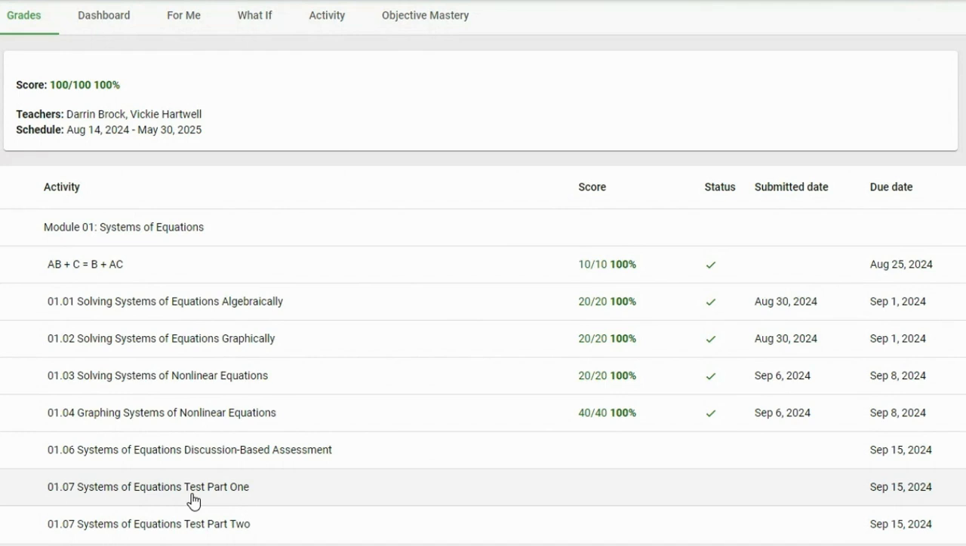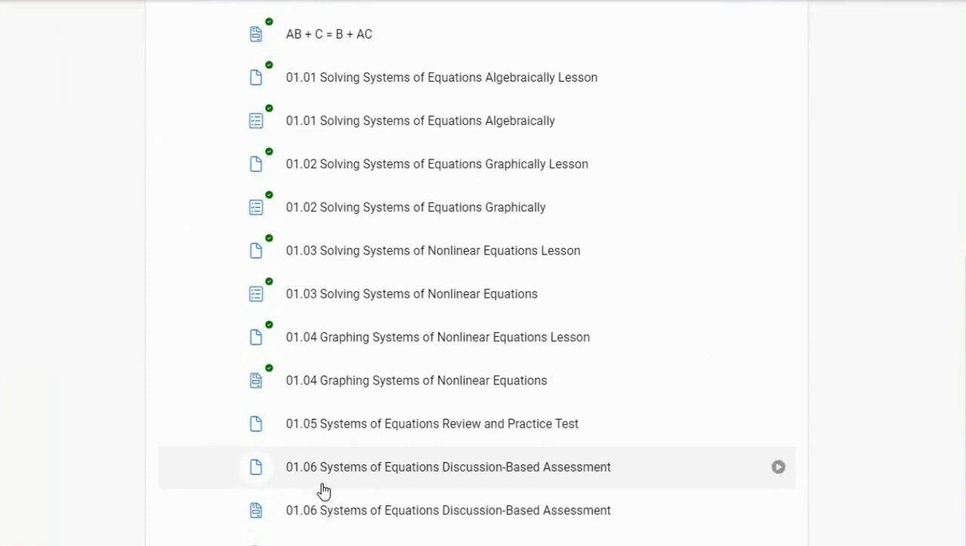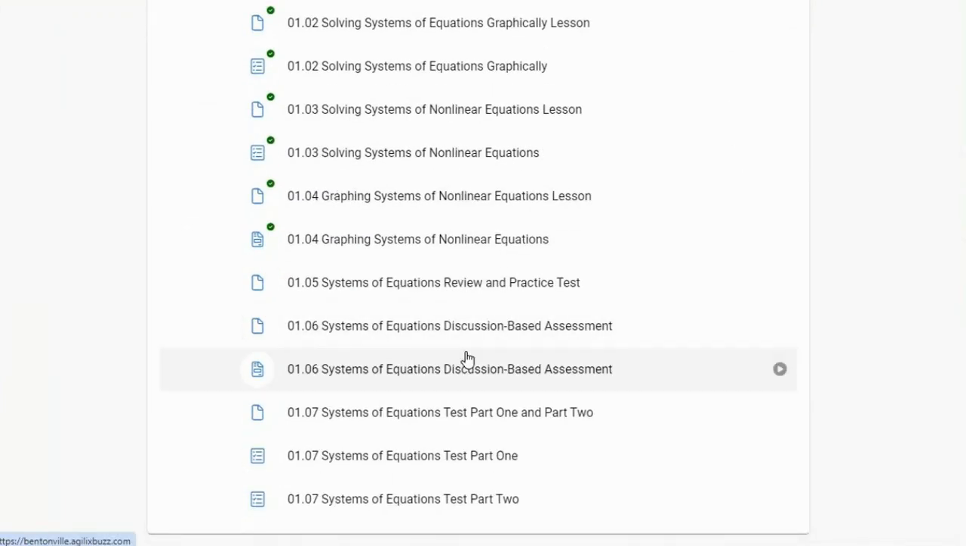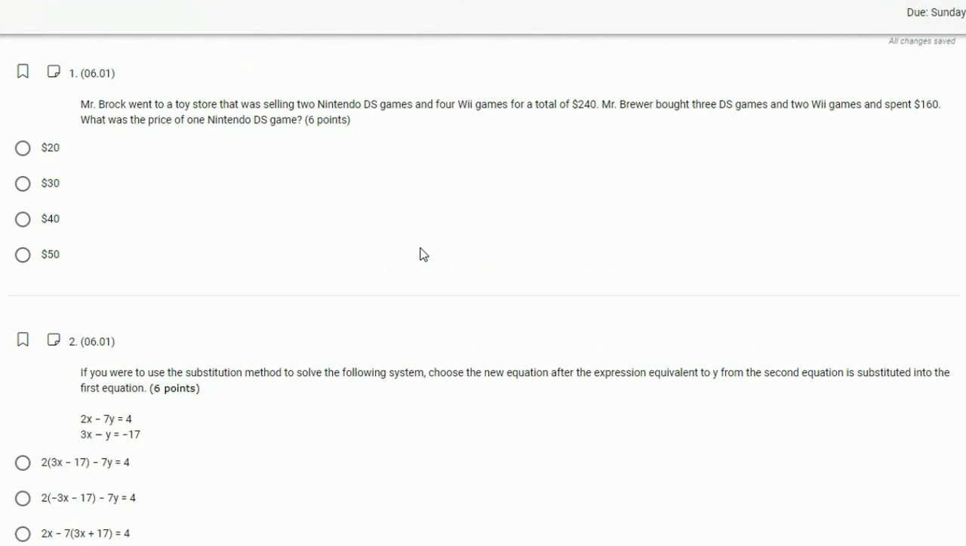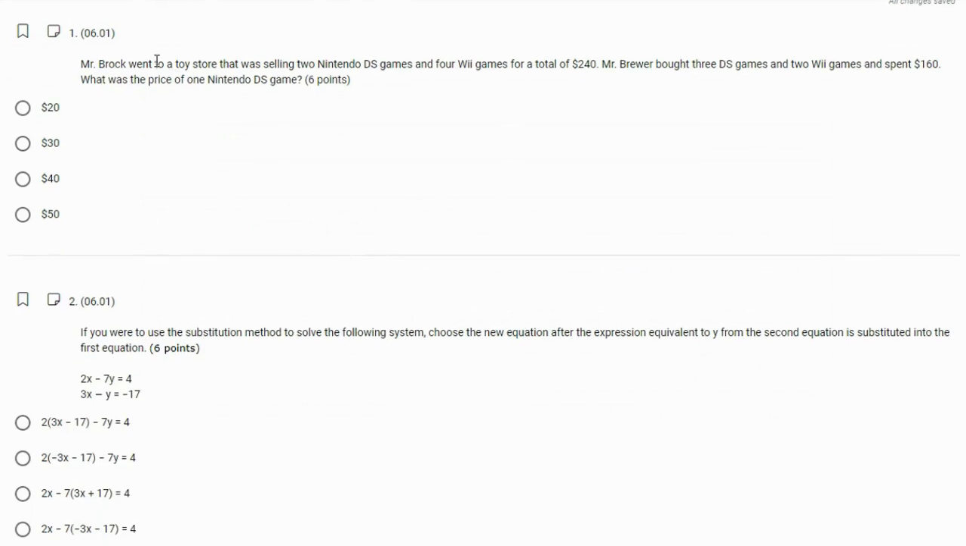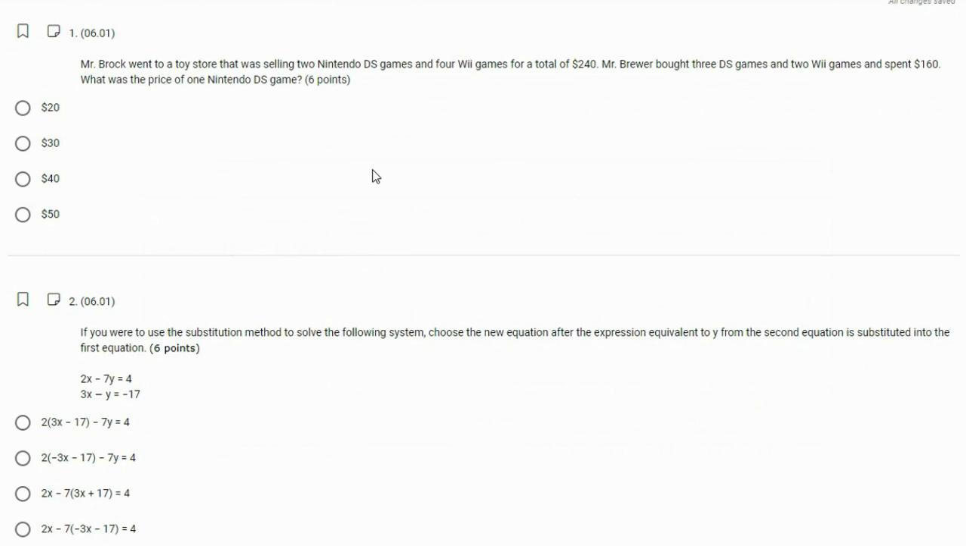So let's go back to the activity screen. Let's look at these two test parts, and then I'm going to talk about the discussion-based assessment. So part 1 of the test. Right here. Word problem. It's all about systems of equations, guys. Systems of equations, either linear or nonlinear. So I think this is linear.